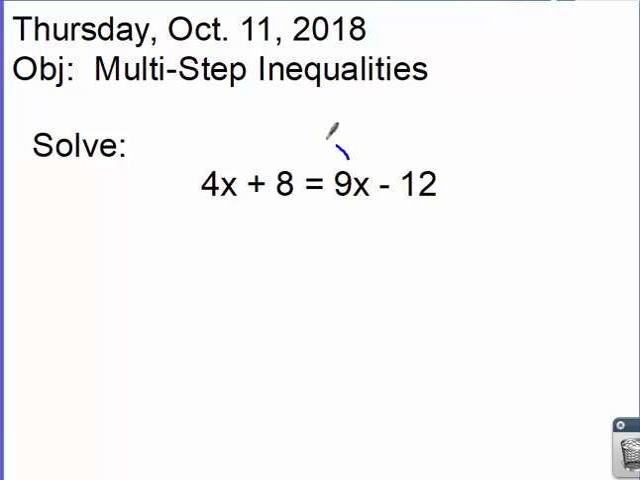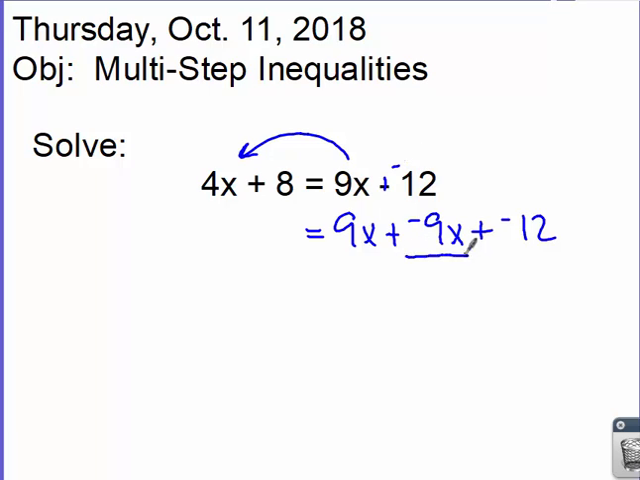First thing, I want to move the 9x over to be with the 4x. So I start at the equal sign, and I add its opposite. 9x plus negative 9x. And you'll notice here I've got a minus 12. So on the fly, we'll change it to plus negative 12 as I'm writing that. Okay, so you can change it in the problem, or you can change it on the fly like I just did right there. So this negative 9x is the thing that I added to the right-hand side, so I need to add that to the left-hand side as well.